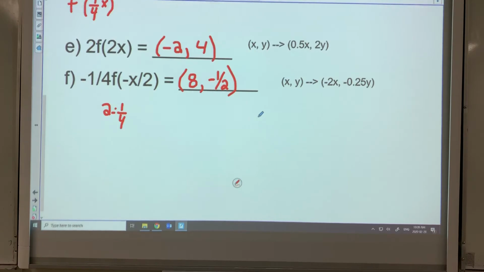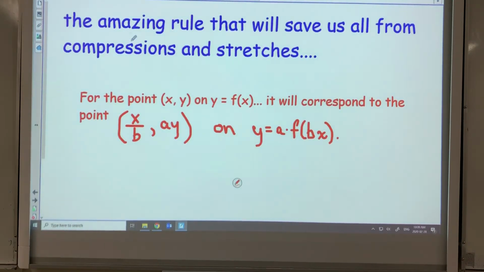So let's try a couple questions. Right away, we're going to make a table on this one. I put everything together for today.